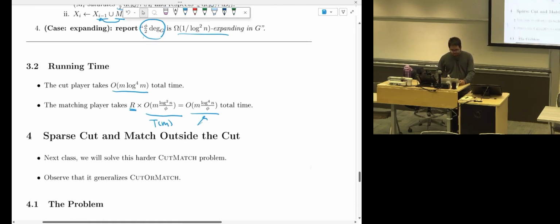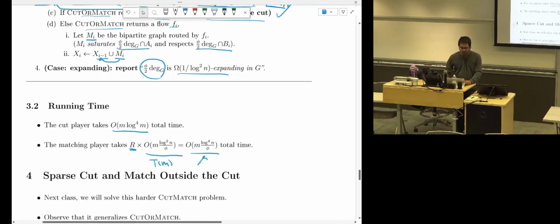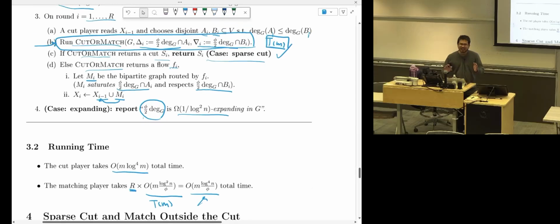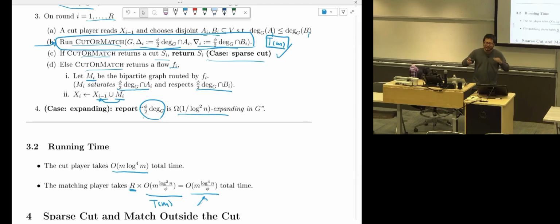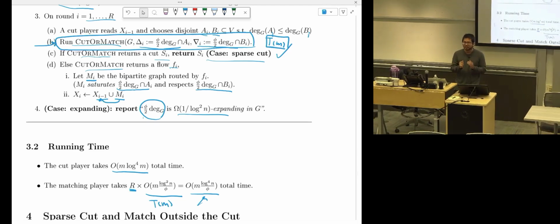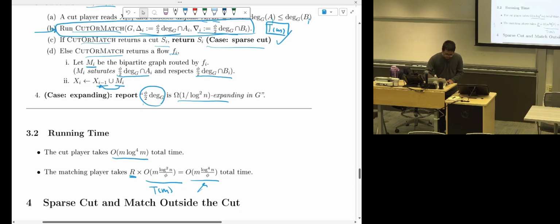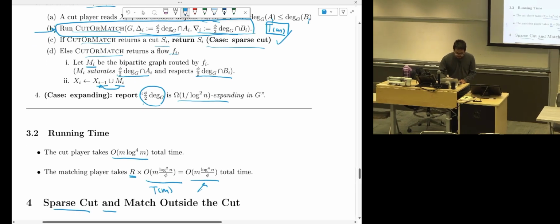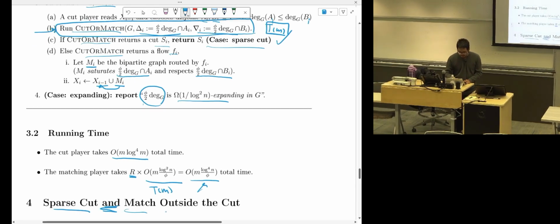So the subroutine that we want, to get a balanced sparse cut or a giant expanding set, we need some subroutine similar to cut or mesh, but it needs to be stronger. Okay, that is going to be this thing: cut and mesh outside the cut.